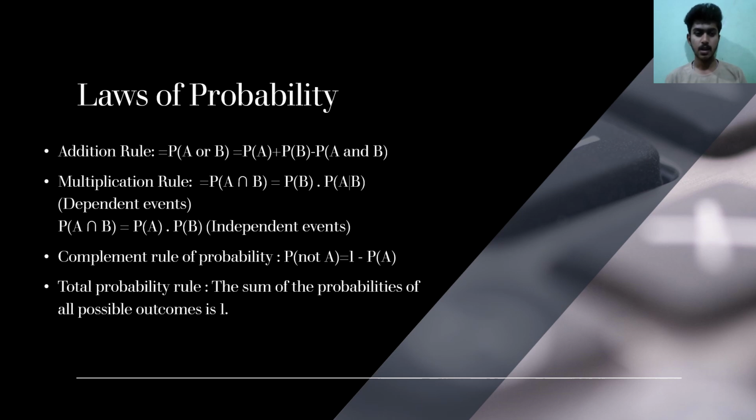Independent events: P of A intersection B equals P of A into P of B. And complement rule of probability: P of not A equals 1 minus P of A. Total probability rule: the sum of probabilities of all possible outcomes is 1.